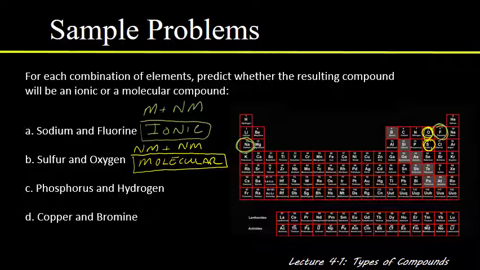All right. Let's see. Phosphorus and hydrogen. Phosphorus is here. Hydrogen is here. And even though hydrogen is on the left, remember that hydrogen is actually a nonmetal. So this one is also a combination of a nonmetal and a nonmetal.